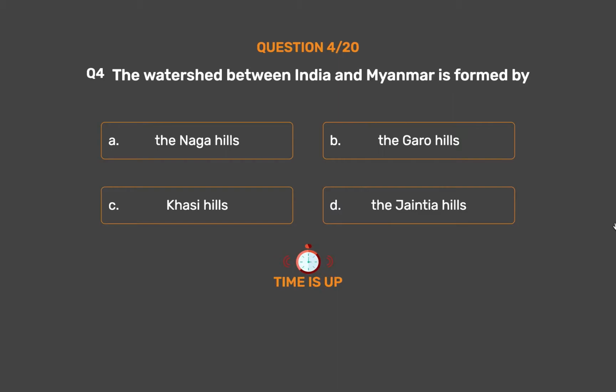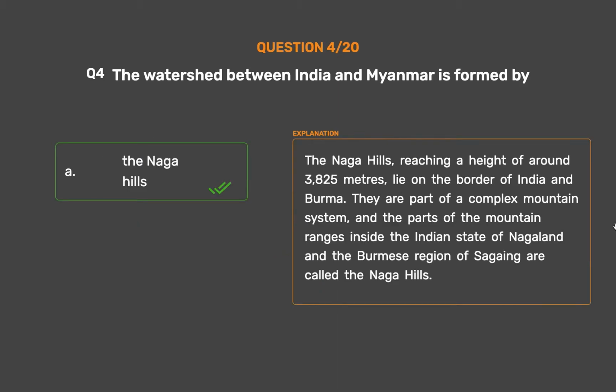The correct answer is Option A. The Naga Hills. The Naga Hills, reaching a height of around 3,825 meters, lie on the border of India and Burma. They are part of a complex mountain system, and the parts of the mountain ranges inside the Indian state of Nagaland and the Burmese region of Sagaing are called the Naga Hills.